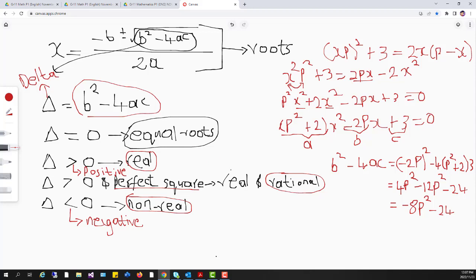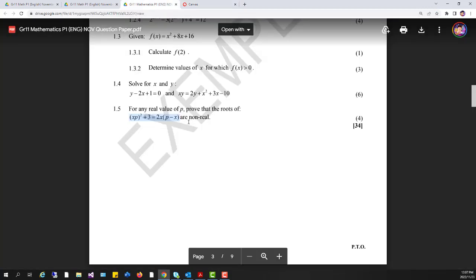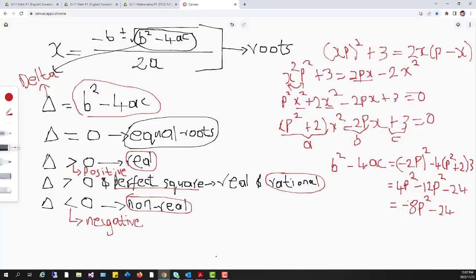If delta is less than 0 or negative. Remember the question, we are looking for when roots are non-real. We want the values of p that will make this non-real. So what will make this whole expression non-real? We know that for anything to be non-real, then we should get a negative square root. A square root of anything, minus 20, minus 1, minus 4. So long as you have square root of a negative number, then that is non-real. So what will make this expression a negative? It's all values of p, really.